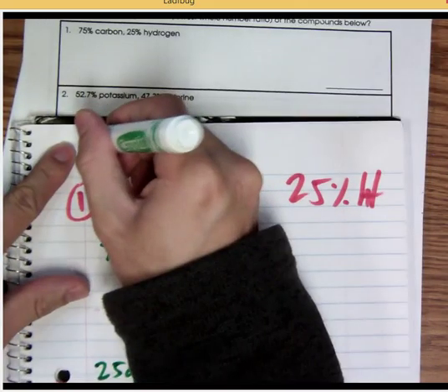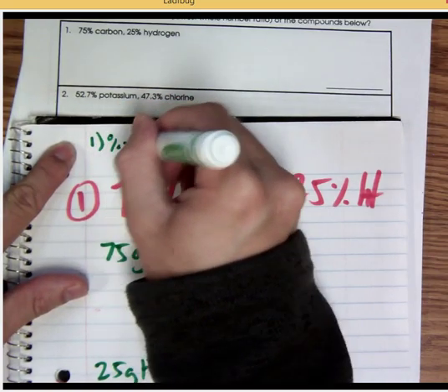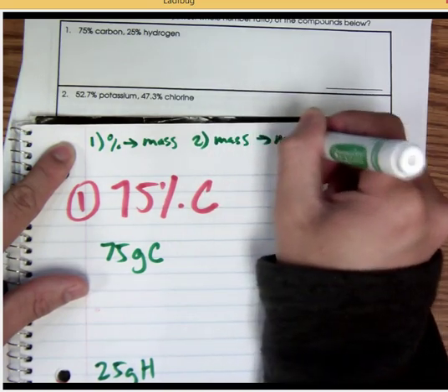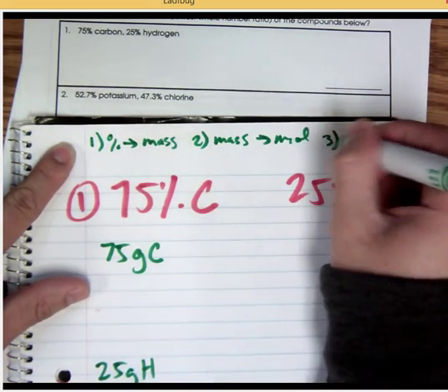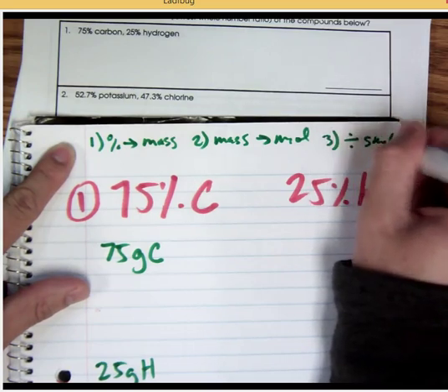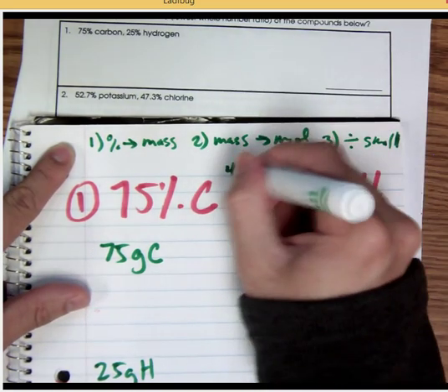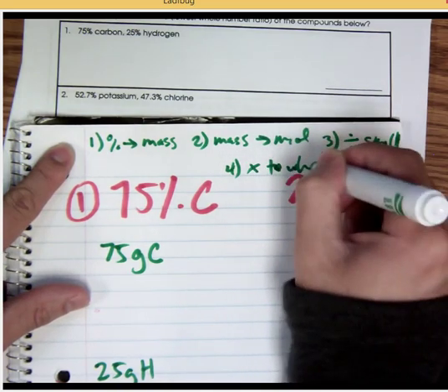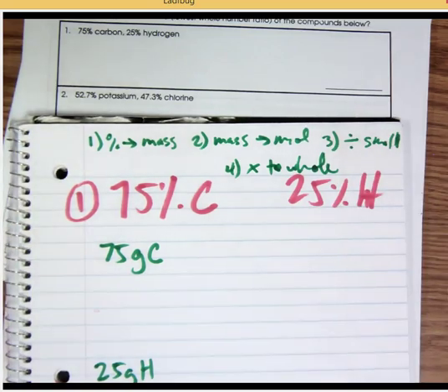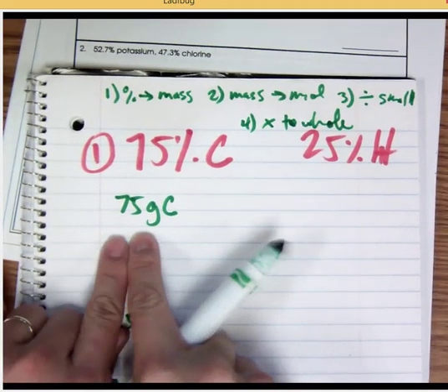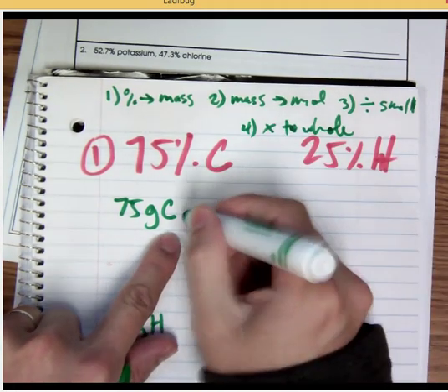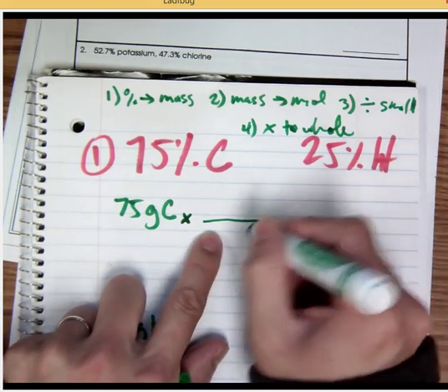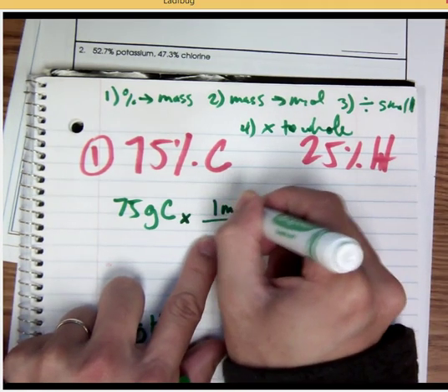So let's write up here. 1, percent to mass. 2, mass to mole. 3, divide by smallest. And 4, multiply to whole. Okay. And so, number 1, percent to mass, we got that. Number 2, mass to mole. So the next step is you're going to multiply by a conversion factor, a molar mass factor. So you put grams of carbon down here and then 1 mole of carbon on top.